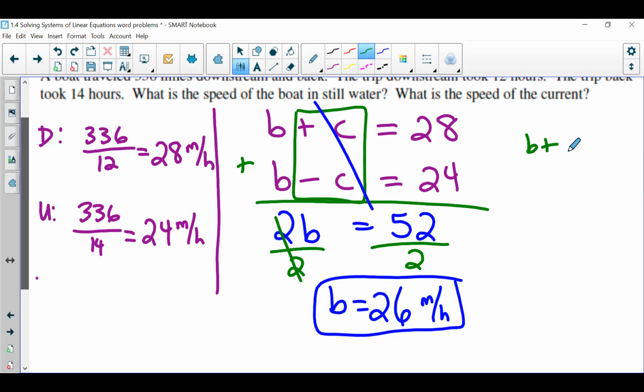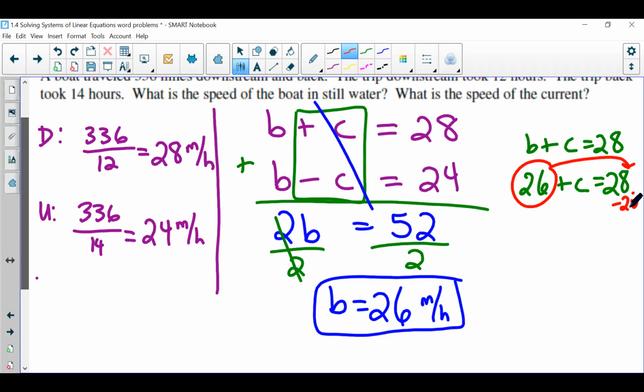Wait, where'd you get 2 from? Here, I'm going to do it, Matthew. Oh, did you divide? You divided 52 by 2, and then you divided 2B. I get that, but where did you get... Oh no, okay, never mind. Oh, it's 28 subtracted by 26. Okay. There you go. All right, my therefore statement is just: therefore the speed of the boat is 26 miles an hour, and the speed of the current is 2 miles an hour.